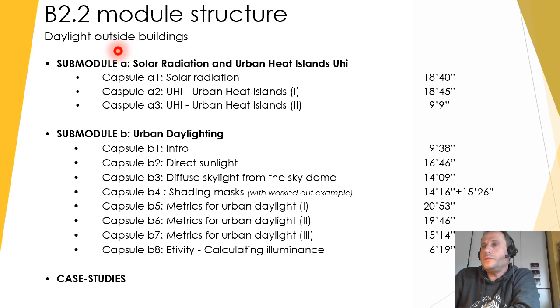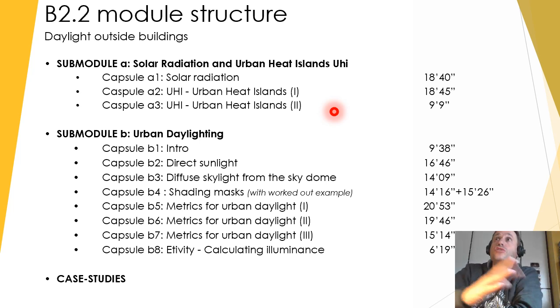This is the structure of the module. It contains three main parts, as you can see here. Submodule 1 will deal with solar radiation and urban heat islands, so the solar, energy and thermal viewpoint. It's going to be shorter because the course is, of course, more intensively oriented to daylighting issues, but again, you cannot separate solar radiation and daylighting. You must address them together.